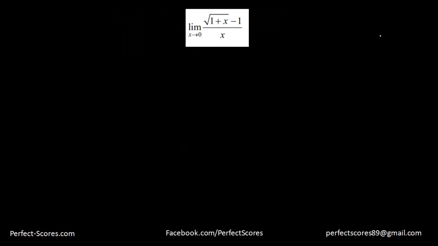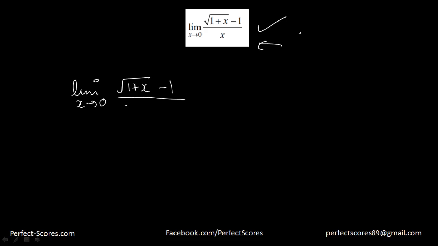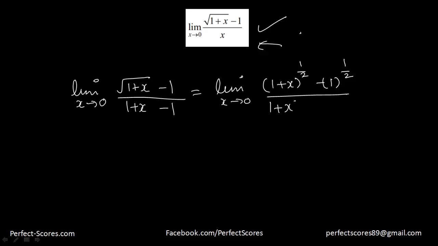Let's do a question on that. Let's evaluate this limit right here. The limit as x tends to 0 of the square root of 1 plus x minus 1 over x. I can write this x as 1 plus x minus 1. So this is going to be the limit as x tends to 0 of 1 plus x raised to the power 1 by 2 minus 1 raised to the power 1 by 2, divided by 1 plus x minus 1.